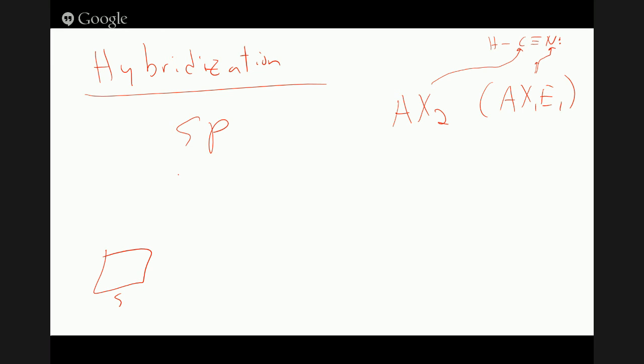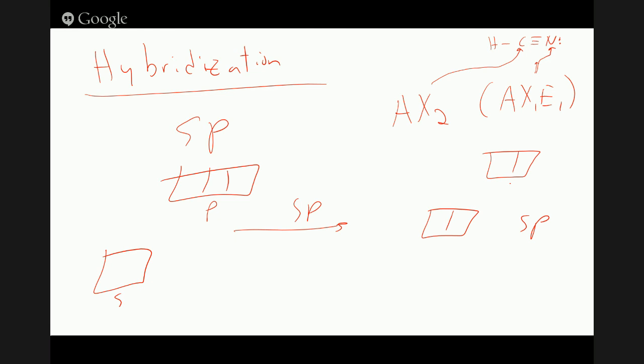I have an s orbital and I have 3 p orbitals. And if I'm going to have sp hybridization, I'm going to have 2 sp orbitals left that are hybridized, and I'm going to have 2 p orbitals that are unhybridized. 4 orbitals here, 4 orbitals here. These are the hybrid orbitals.